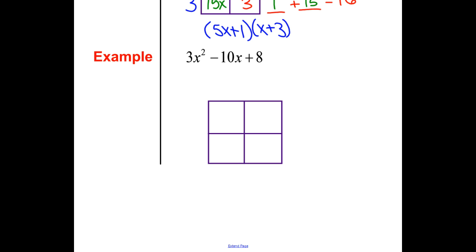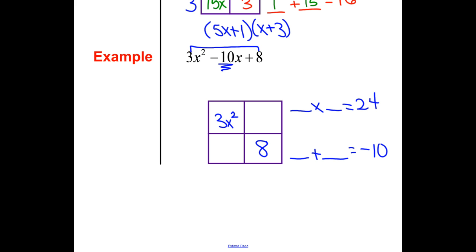Again, we're going to take that first piece and put it automatically in the top. So 3x squared goes down there, and the last piece always goes in the bottom right. Now what we need to look at is, what number multiplies to get us, well, what's 3 times 8 first? 3 times 8 is 24. So what multiplies to get 24, but then adds to get you this middle number, which is a negative 10.